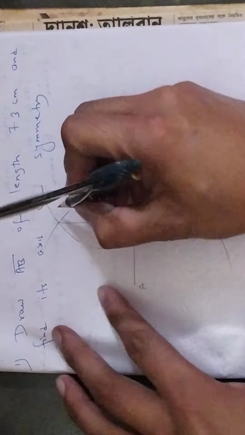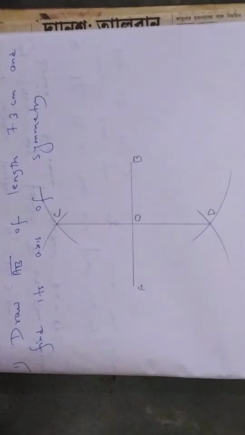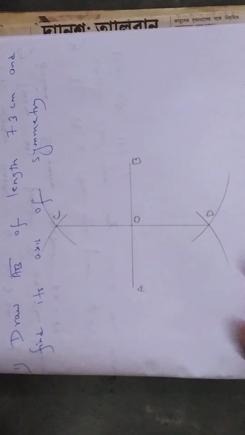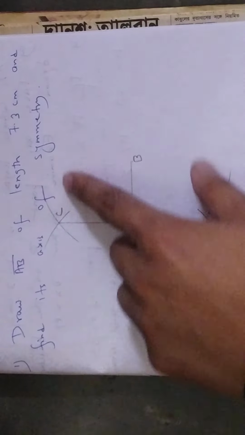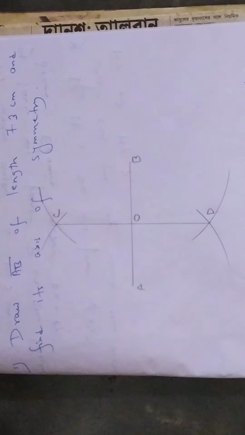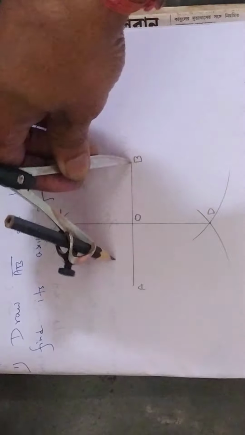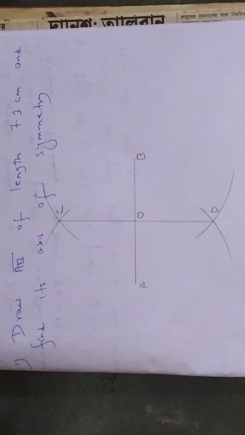So suppose this is CD, okay, and suppose this is O. This point is O. So AB is of length 7.3 centimeter and CD is the axis of symmetry. So once again you go through the video. Just remember one thing, you have to take this length more than half. This is more than half I have taken and you have to draw these arcs. So this is the first question.